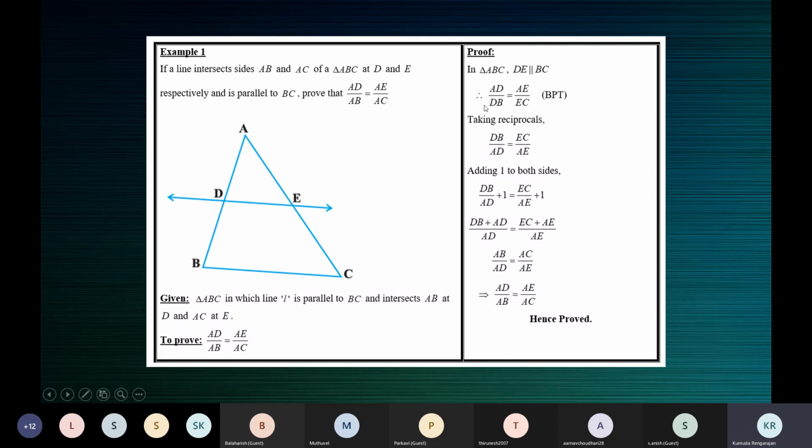They don't want DB and EC. If you don't want them, take them to the numerator. If you want them, have it in the denominator. What you want, have it in the denominator. What you don't want, take it to the numerator. So you don't want DB and EC in the final result. So take them to the numerator. So automatically this will come down to the denominator, what you need.